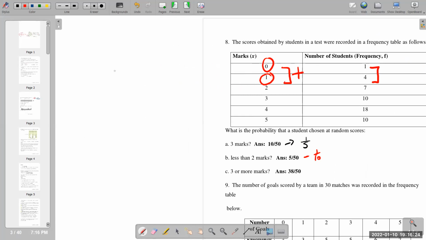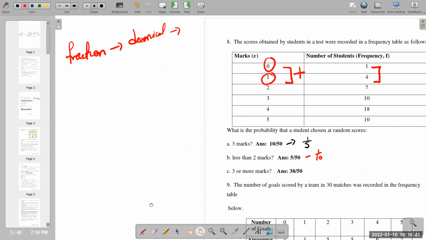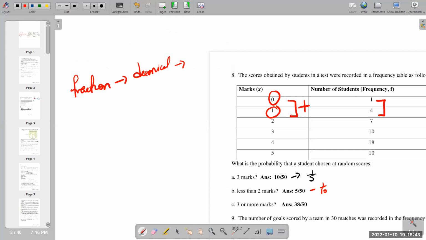There are 3 things that are always equal. What is that? A fraction, a decimal. Anybody remember what's the third thing that they're equal to? These 3 things are always equal to each other. Fraction, decimal, and what's the next one? It starts with a P. Excellent. Percentage. Yep.